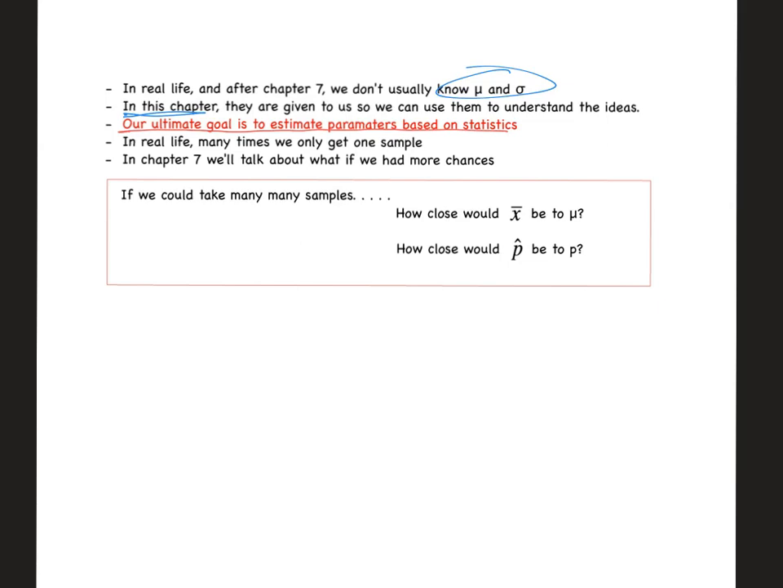So we're estimating stuff about the population based on samples. So remember, population P goes with the P in parameter. S for sample goes with the S for statistics.